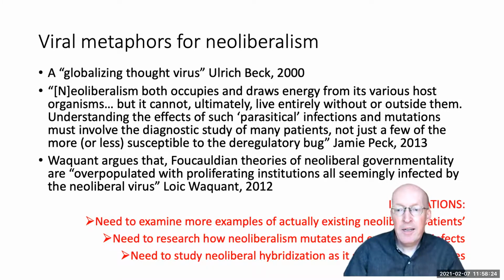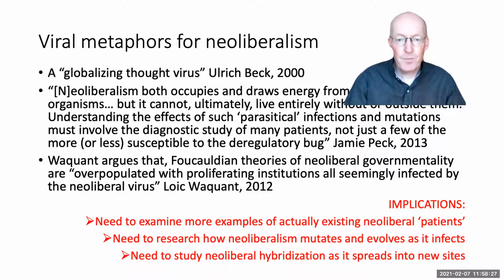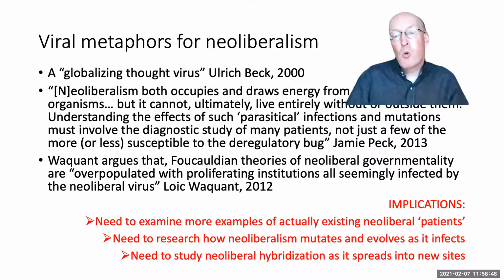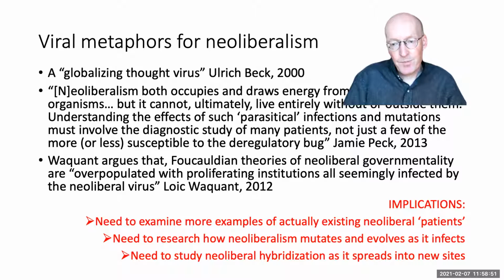I'm going to move my head here so you can see the other points I'm trying to make. I think we also need to research how neoliberalism mutates and evolves as it infects, and COVID provides an opportunity to do just that, to do what Jamie Peck suggested we needed to do, but looking at how it has mutated and evolved co-pathogenically with an actual real-world virus in real-world cases. And that in turn prompts us to study a series of hybridizations of neoliberalism. Now I'm going to explain what I mean by that with my next slide.